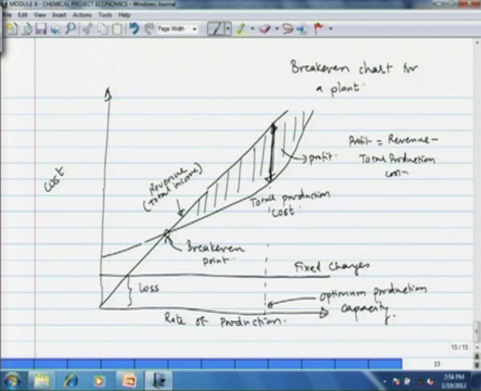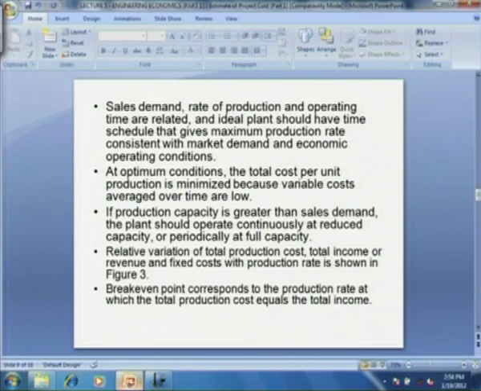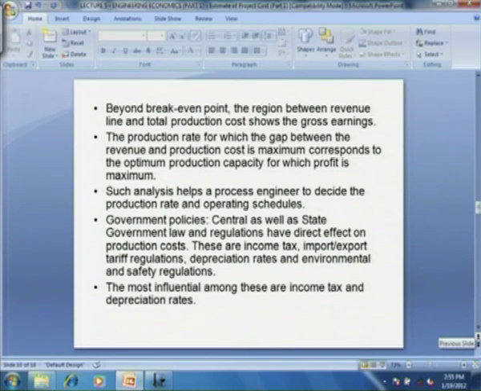So, this is the break even chart for the processing plant. Beyond break even point, the region between revenue and total production cost shows gross earning, as I just said.